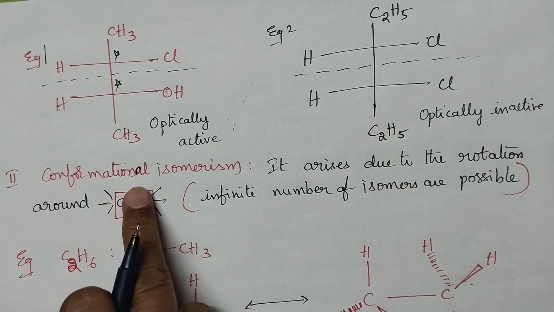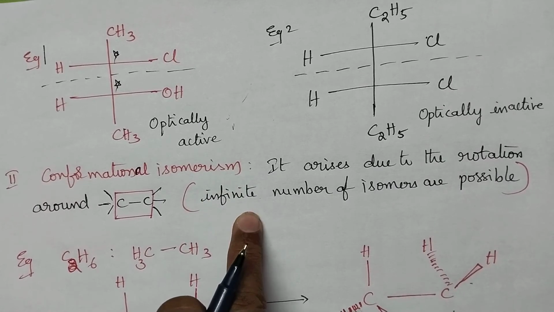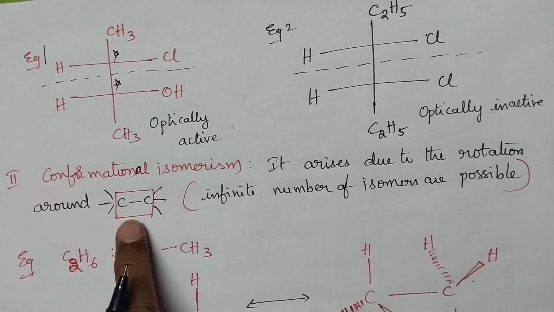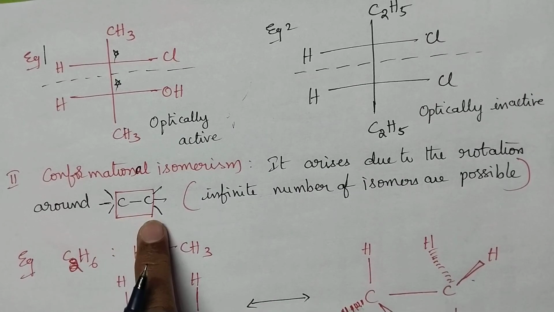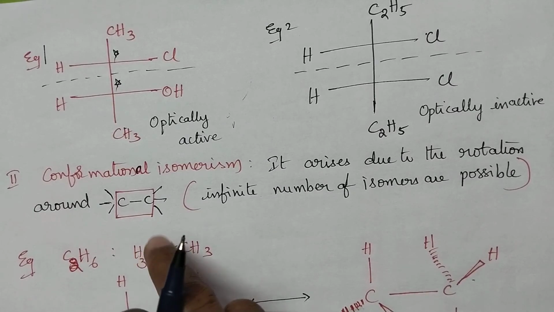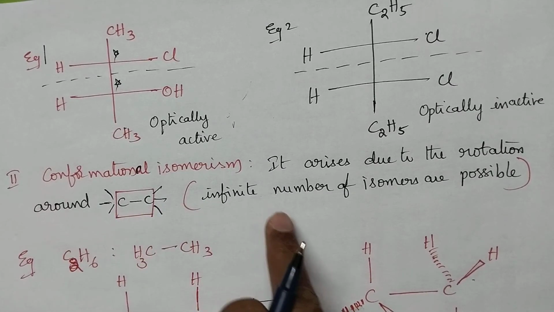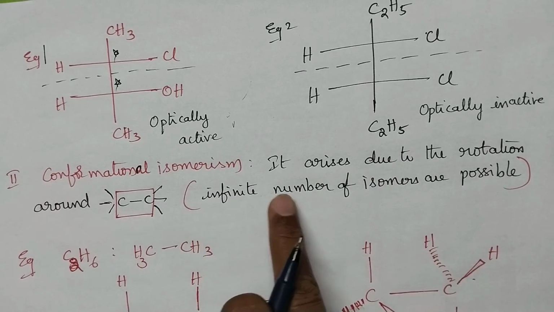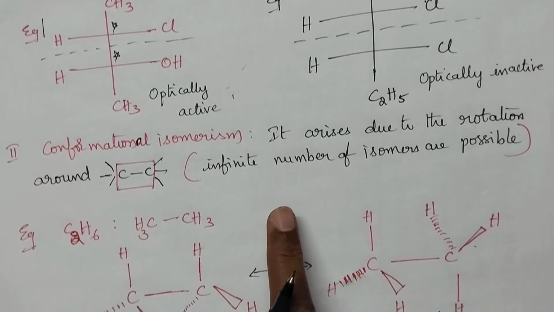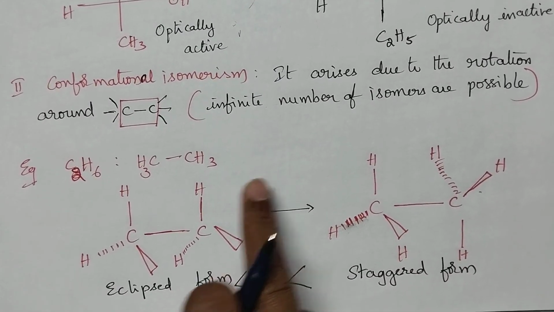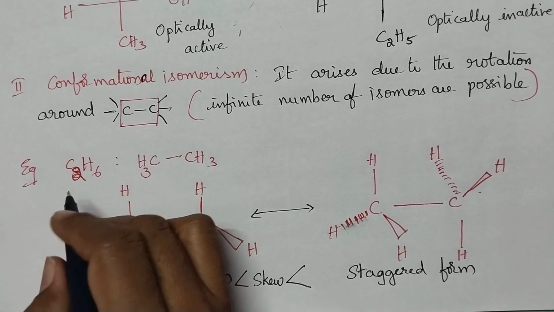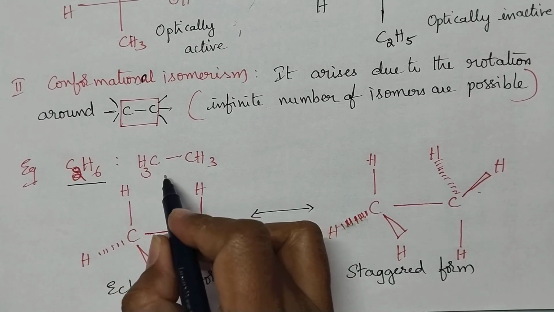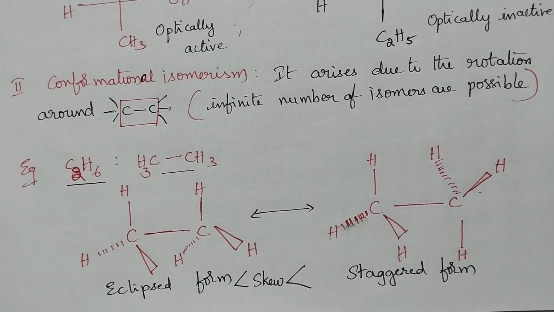Let us consider conformational isomerism. Conformational isomerism arises due to rotation around the C single bond C. Just by rotating around the C single bond C, we get an infinite number of isomers, which are called conformational isomers. Let us consider a simple example, ethane. Its molecular formula is C2H6 and the structural formula is CH3 single bond CH3.